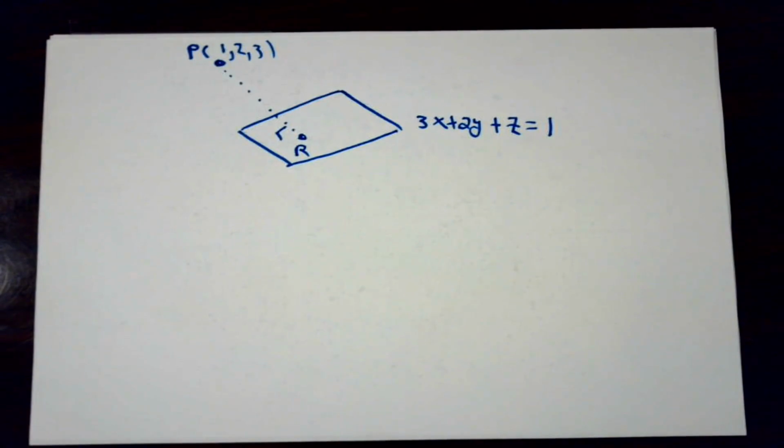For example, I'll take the plane to be 3x plus 2y plus z equals 1. I'll take my point P to be x equal 1, y equal 2, z equal 3, and I want to find the perpendicular distance from the point P to the plane. Literally, the distance between P and R as I have it here.